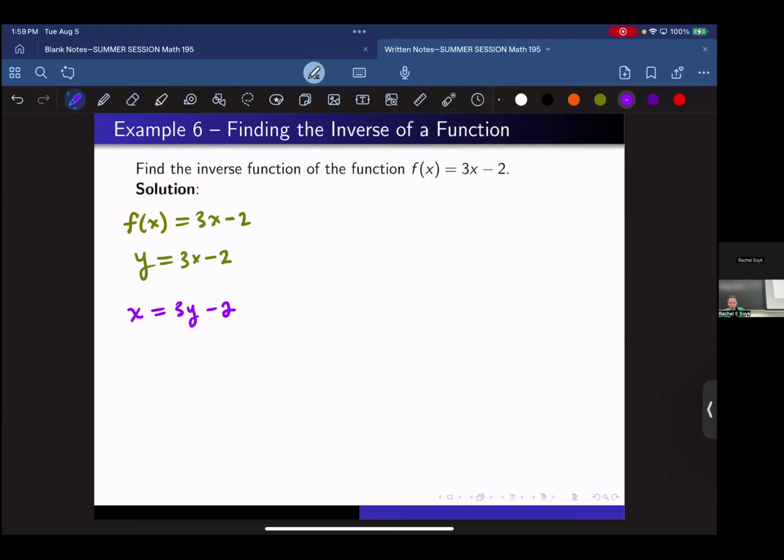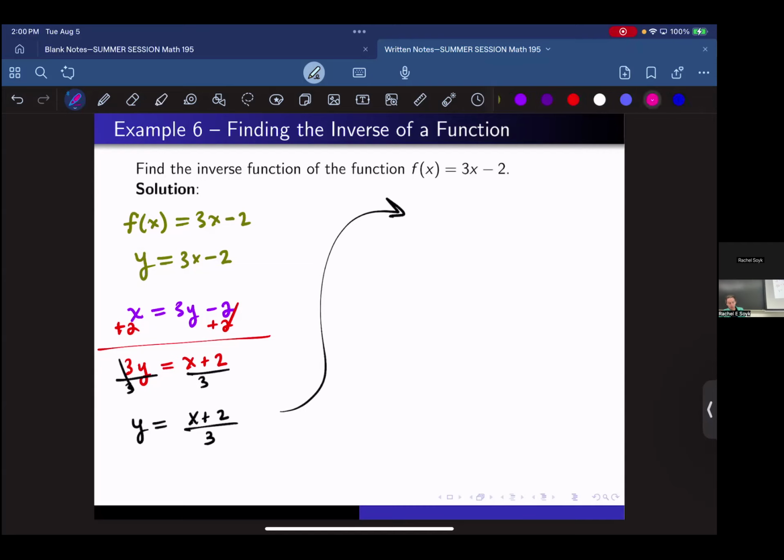We want to isolate our y. So let's add 2 to both sides. So we're looking at 3y equals x plus 2. And then let's divide both sides by 3. So now we have y is equal to x plus 2 over 3. And then our last step is to put this into proper inverse function notation. Our inverse of f of x is simply x plus 2 all divided by 3. And we're done.